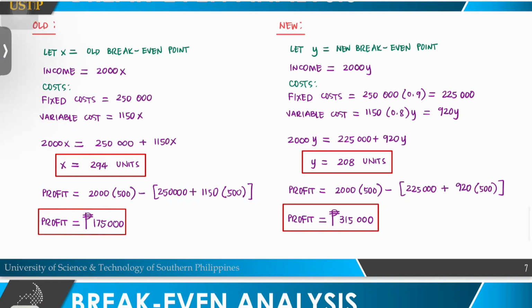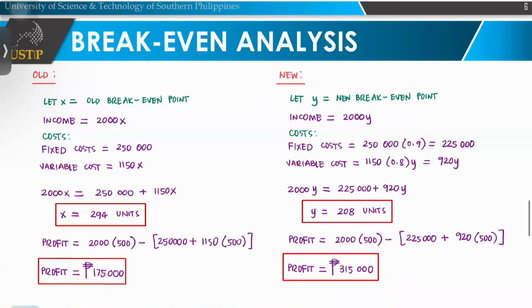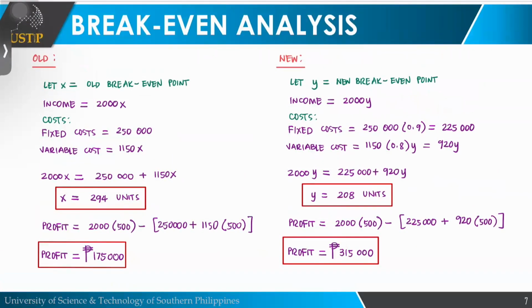So in this case, the production capacity is 500 units. We can assume that the company is already gaining, so that means we should get a positive profit. Again, we multiply 2,000, the selling price, by the 500 production capacity, that is the income, minus all the expenses.